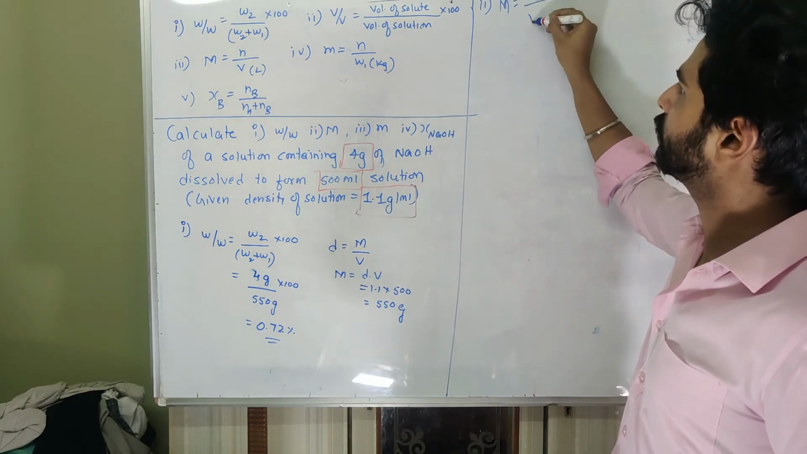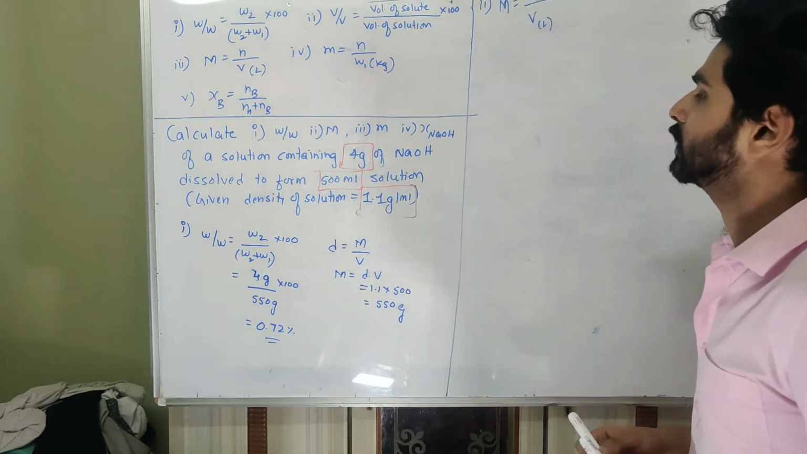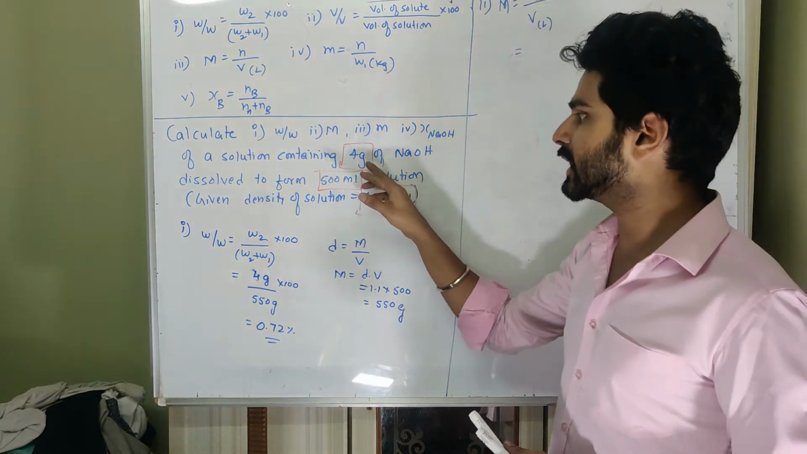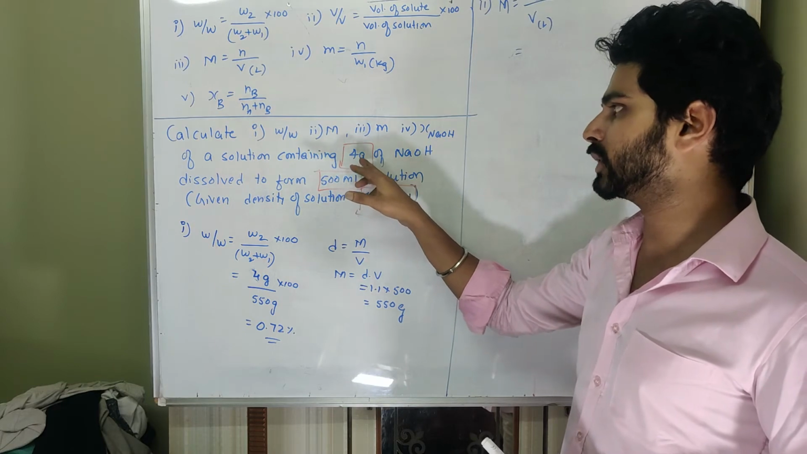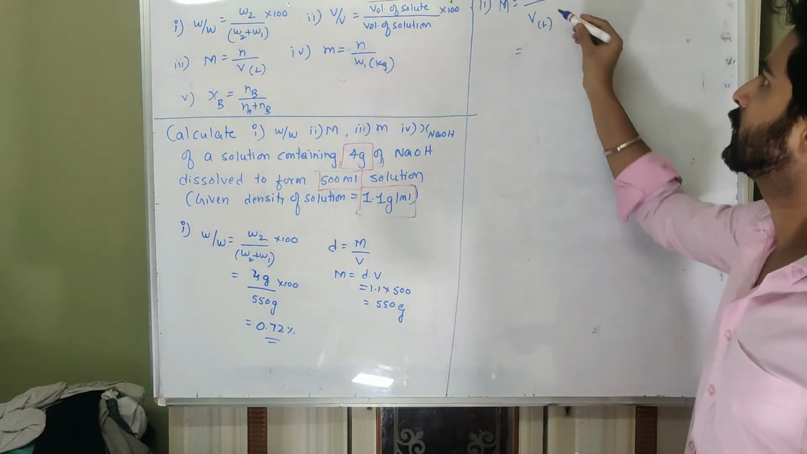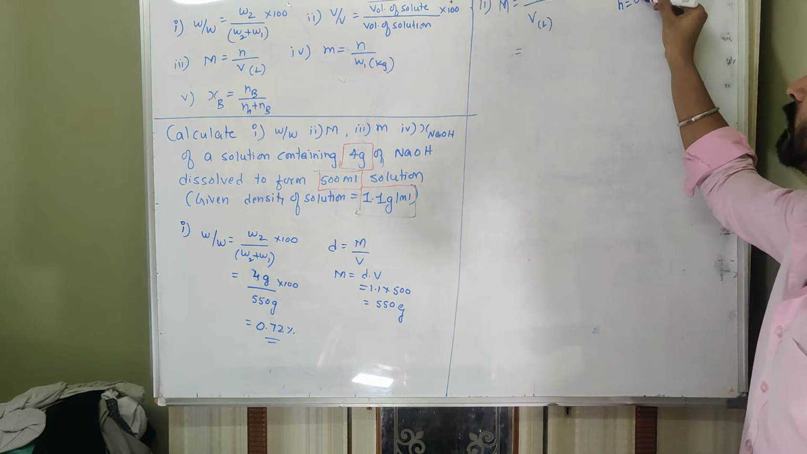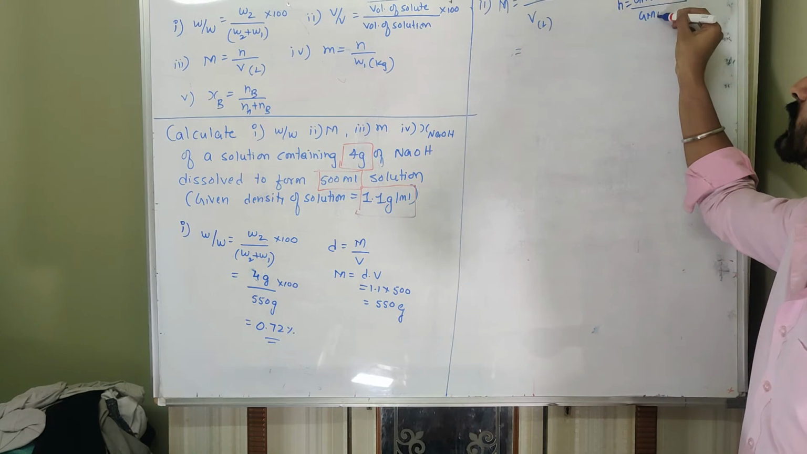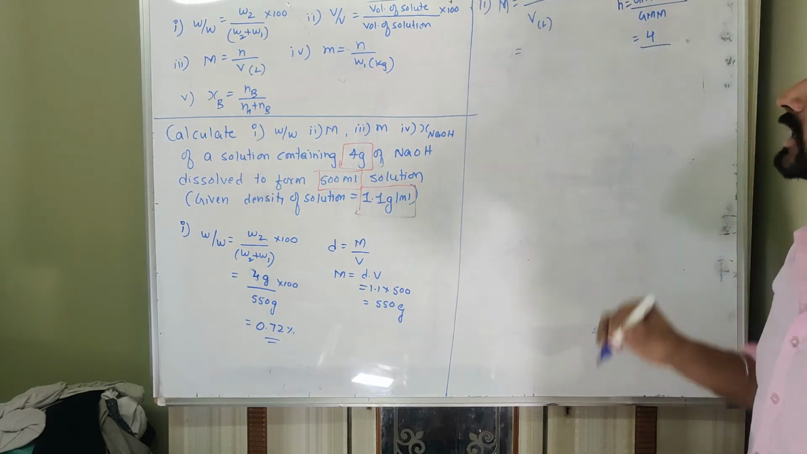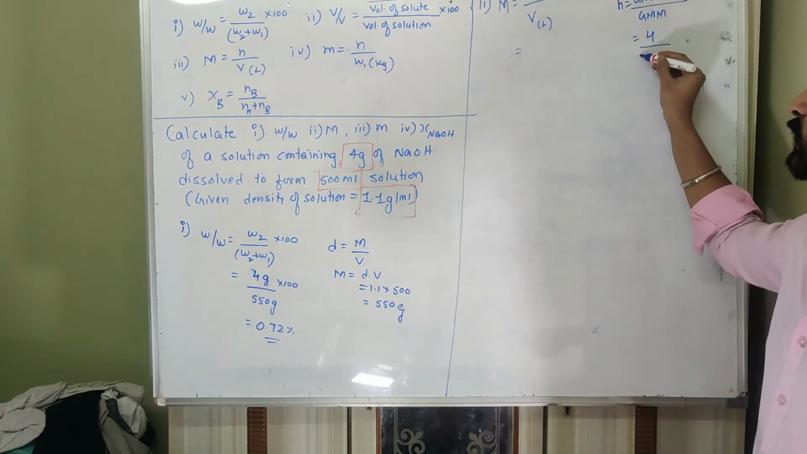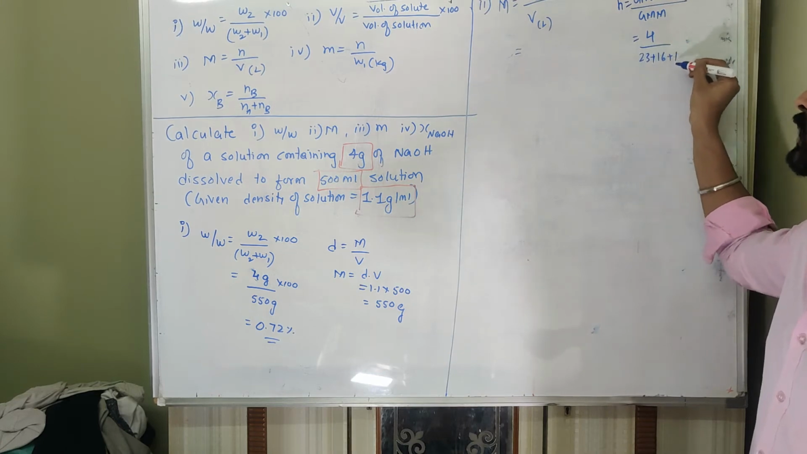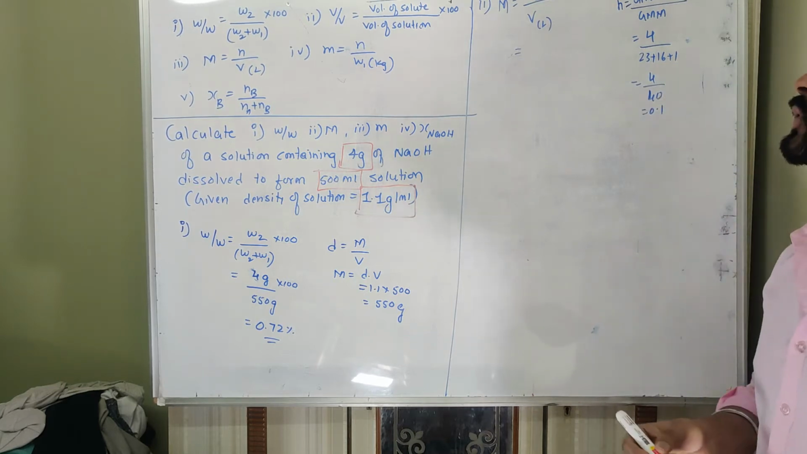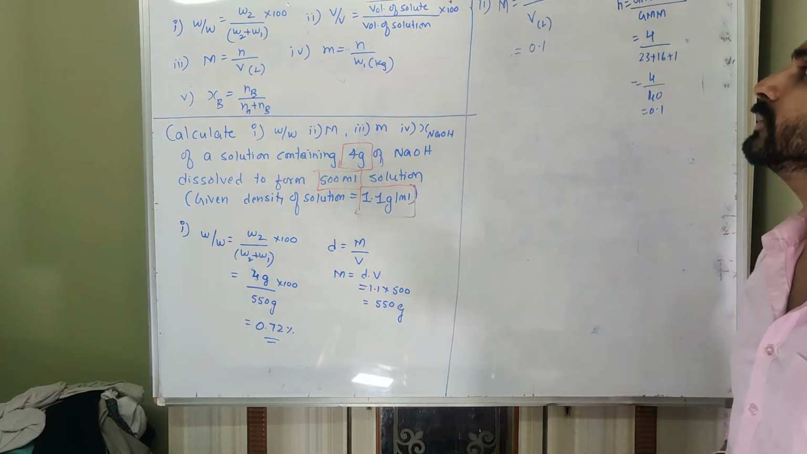Molarity is N upon V, where V has to be in liter. So number of moles is not directly given, but we have 4 gram as given mass. So we know N is equal to given mass upon molecular mass, or gram molecular mass. So given mass is 4 and gram molecular mass of NaOH is 23 plus oxygen 16 plus 1. So 4 upon 40, that is 0.1. So mole we got as 0.1.